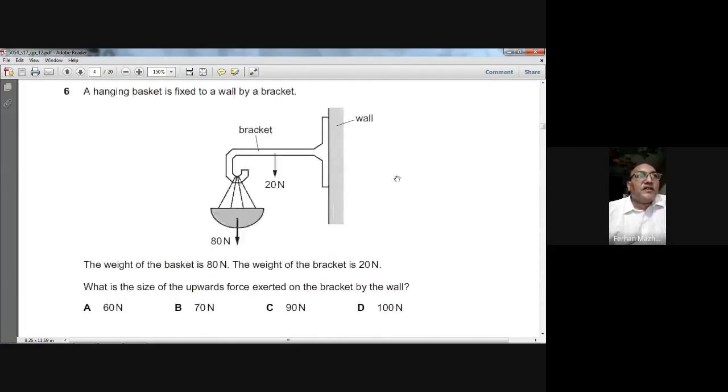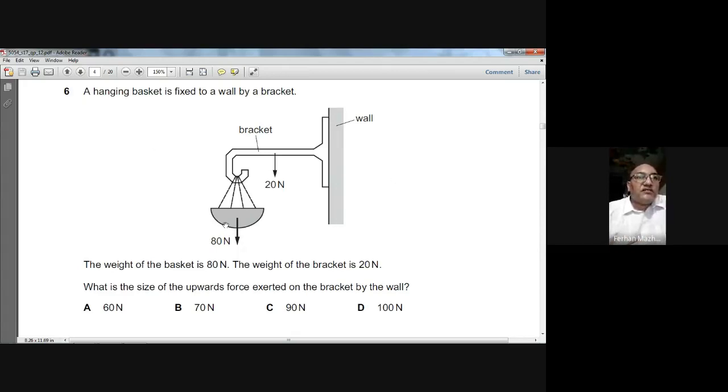Okay. Now we are moving to the next question. A hanging basket is fixed to a wall by a bracket. The weight of the basket is 80 Newton. The weight of the bracket is 20 Newton. What is the size of the upward force exerted on the bracket by the wall?